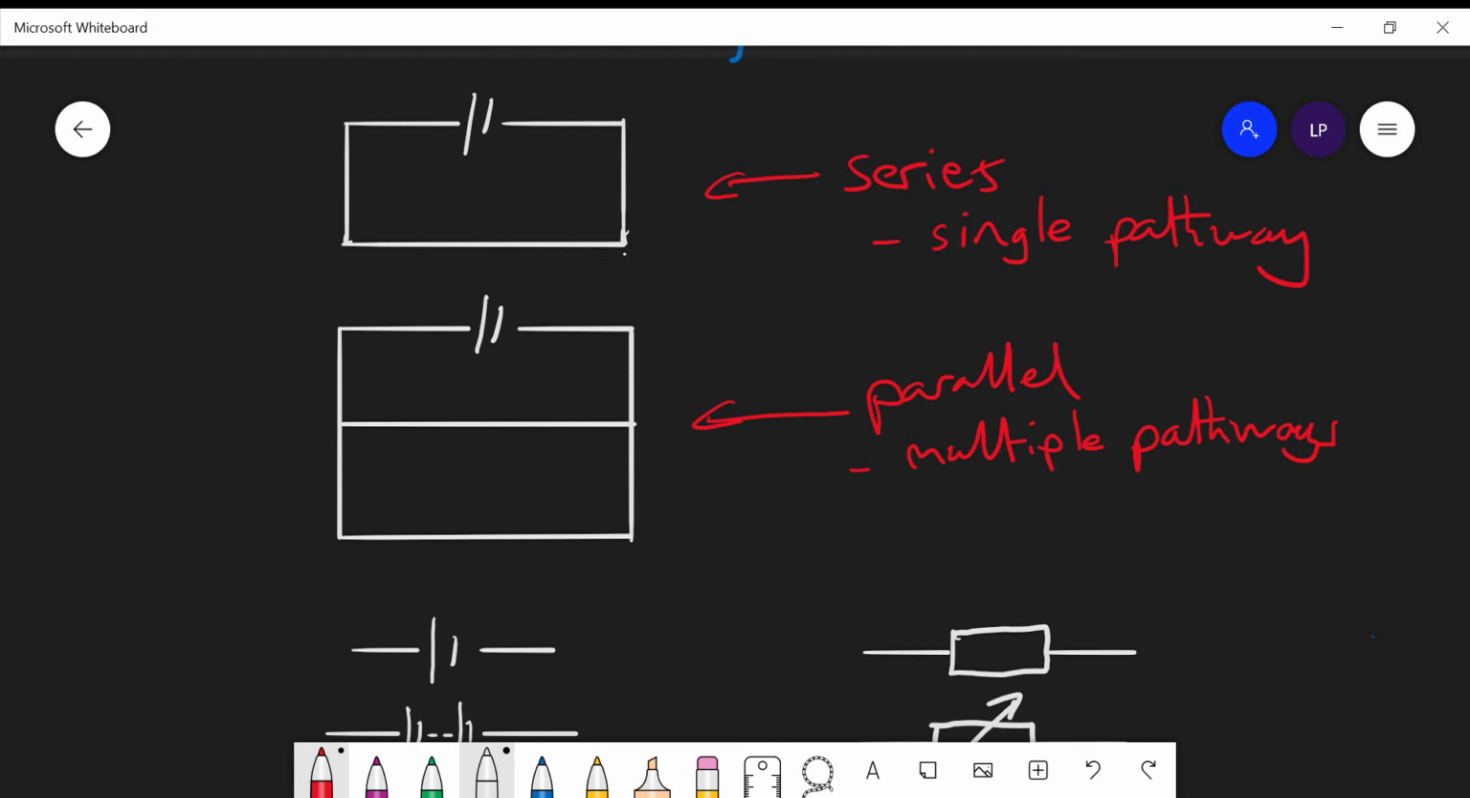That's why most household lights are using a parallel circuit, because when you turn off the light switch in one room, you don't want all your lights to go off, you just want the lights in that room to go off. And this means that it's much more useful and much more control.